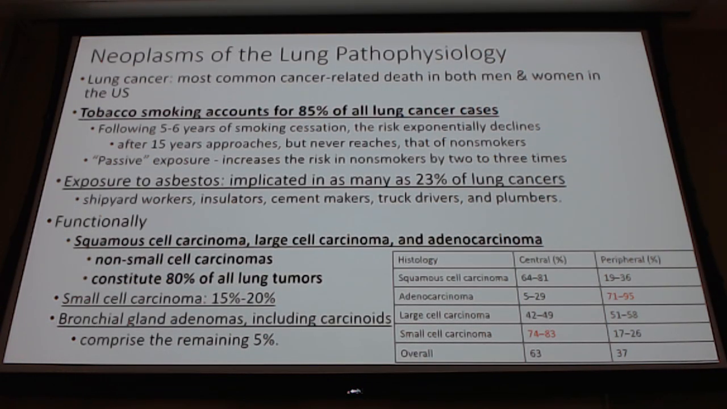This chart, I'm not going to necessarily ask you percentages, but it's good to know that when you're looking at CTs and you're looking at something that doesn't look right, okay? If it's central, it's most likely going to be small cell carcinoma. If it's peripheral, it's most likely going to be adenocarcinoma.